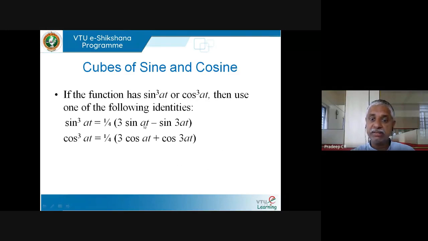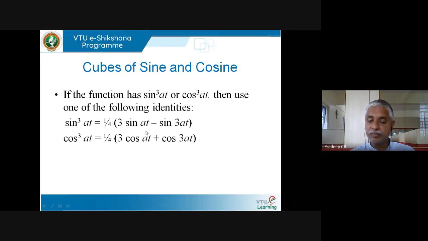You must have seen these formulas when you studied the sine of 3x. Sin 3a is something, right? 3 sin a minus 4 sin cube a. That you must have seen in your PUC. So that is what we are using. But here I am solving for sin cube. There, the left hand side was sin 3x. Here the left hand side is sin cube x. That's all the difference is.